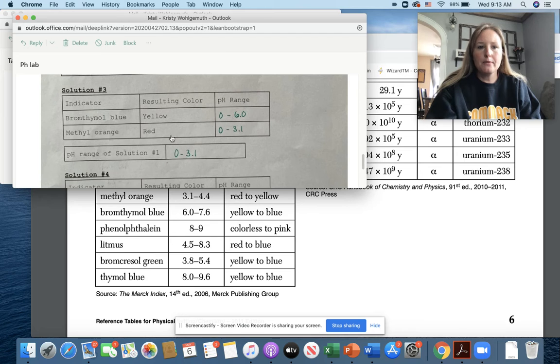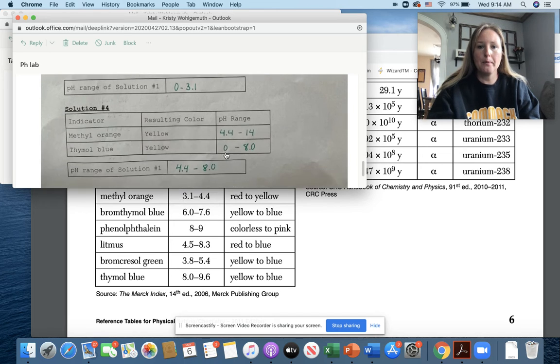Solution 3, we have something acidic, it's a pretty strong acid. Bromthymol blue is yellow, so that's 0 to 6. Methyl orange is red, so that's 0 to 3.1. Well, it's got to be 0 to 3.1 because, again, if that solution had a pH greater than 3.1, that methyl orange will no longer be red. So therefore, we got to have a pH range of 0 to 3.1.